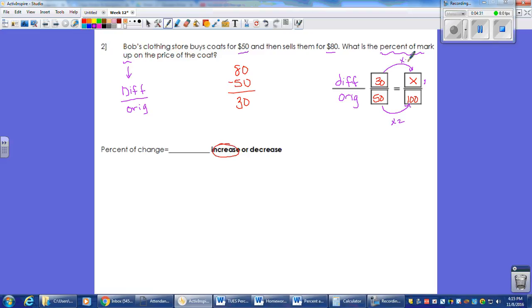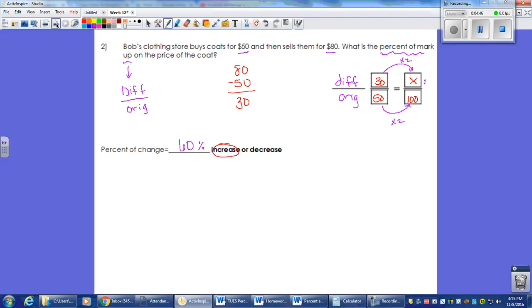And 30 times 2 gives me 60. So they are charging 60% more. It's a 60% increase in price from what they bought it for. So they're making a 60% profit basically.